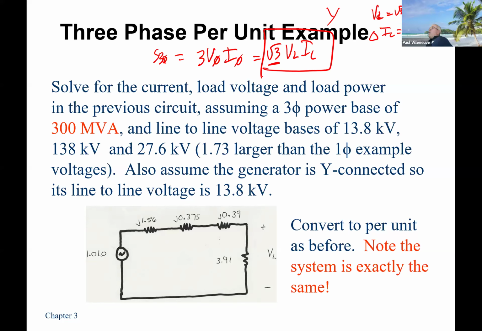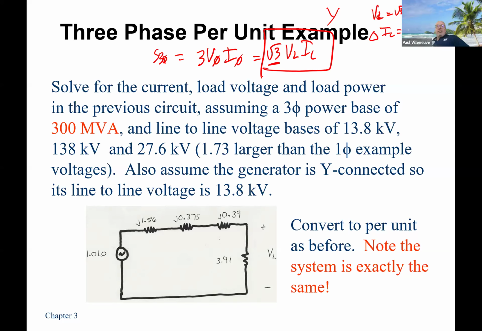Our power base was 100 MVA for single phase. Now it has to be 3 times that because we have 3 systems that are exactly the same. So that becomes 300 MVA. Our center transmission line, which had a single phase base voltage of 80 kV, is now 138 kV. And our last one, which had a single phase base voltage of 16 kV, now becomes 27.6 because again, we need to multiply that by the square root of 3.